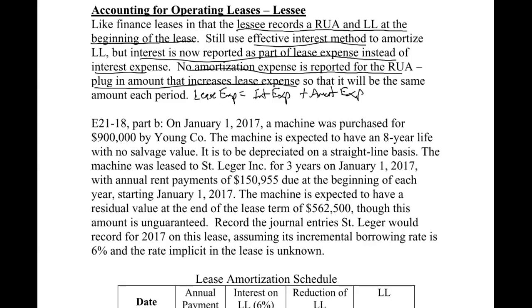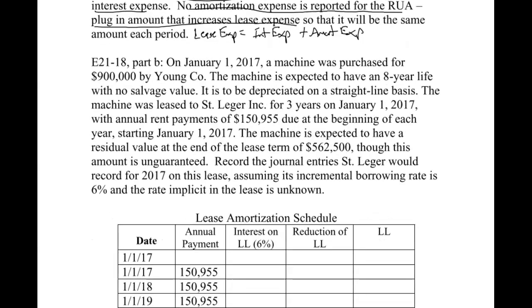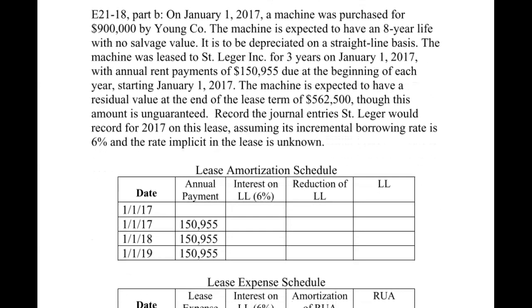All right, so let's look at this problem. Like I said, I pulled this from the Kieso book. On January 1st, 2017, the machine was purchased for $900,000 by Young Company. It's expected to have an 8-year life with no salvage value. It's depreciated on a straight line basis. The lease term is 3 years, so clearly it doesn't satisfy the 75% rule because 3 divided by 8 is not 75%.